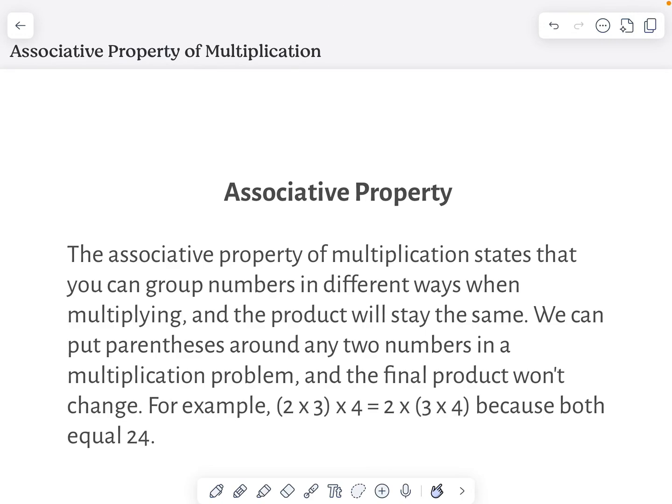Hello friends. So today we're going to talk about the associative property of multiplication.